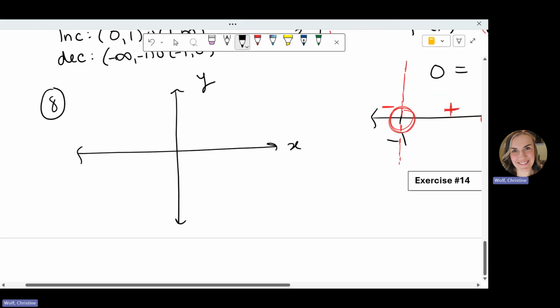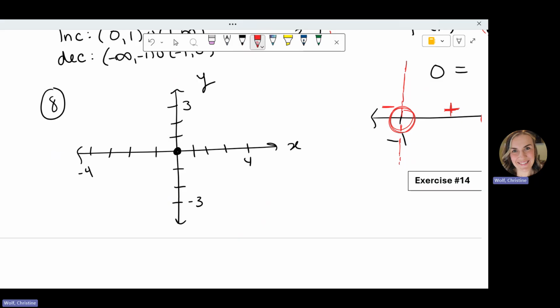Okay, I'm going to go to 4. And then I'll go to 3 again. So again, the only point I have is 0, 0. Okay, so there's the only point I know for sure is there.